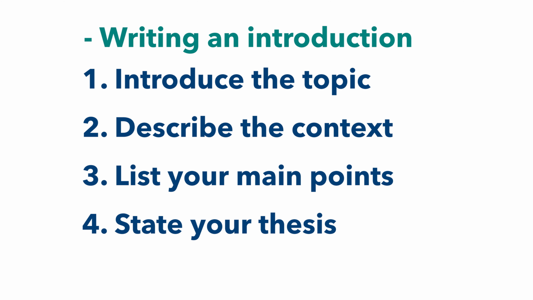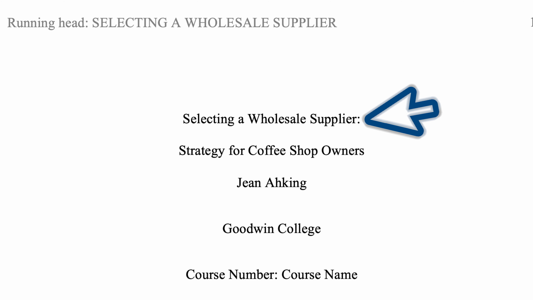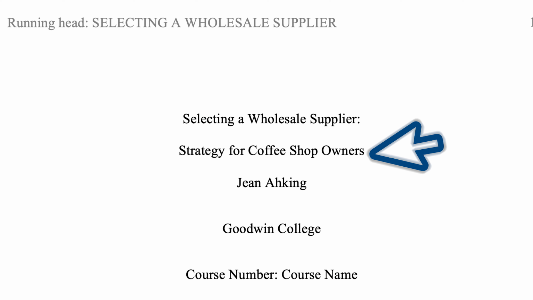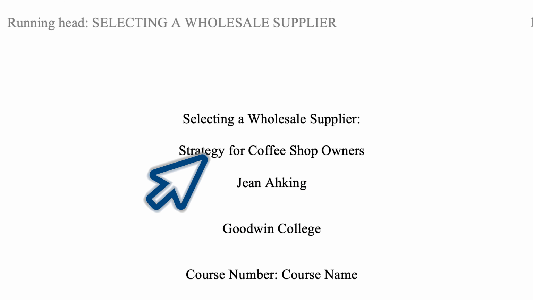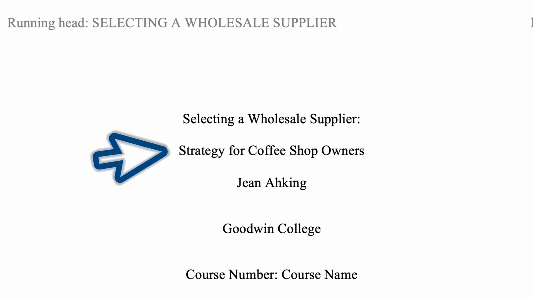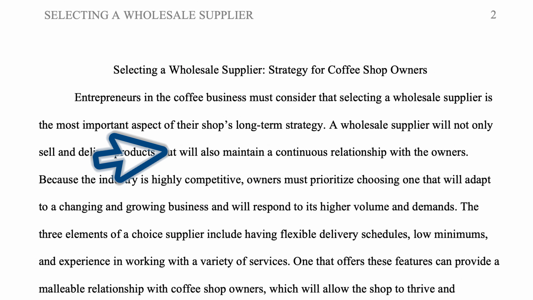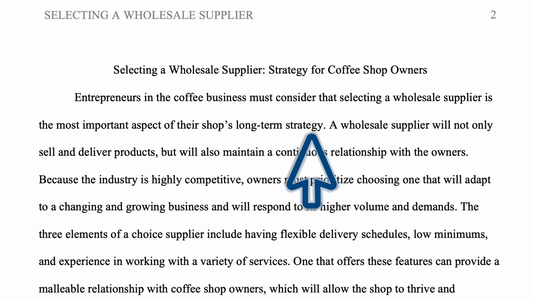If you look at the paper that I wrote, the paper titled Selecting a Wholesale Supplier, Strategy for Coffee Shop Owners, I'm just going to go over how you can find the 4 key elements. Notice that the topic is not an argument or an opinion, it is just a statement of what the paper is about. And the context is sort of this big picture that coffee shop owners need a strategy to survive in a competitive coffee shop industry. That's the big picture, which you can get to by taking what your argument is and asking why. Why is the argument important?